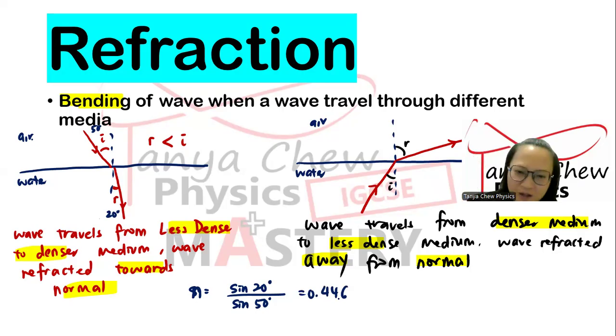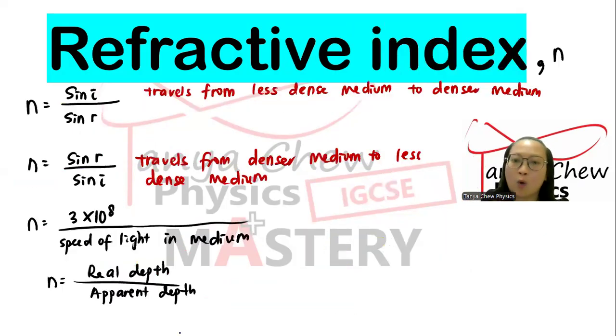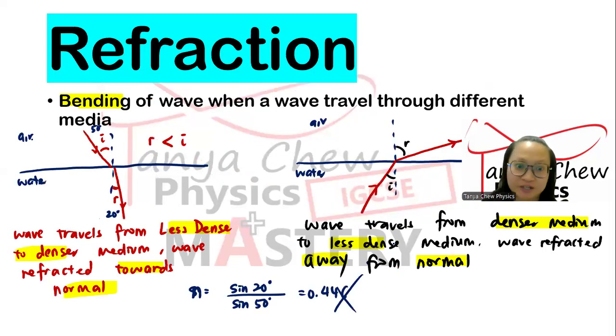So when you get a value of 0.446, you have to know right away you are doing the wrong thing. Why? One tip that I want to give here: the refractive index that you calculate must be more than or equal to 1. If you get less than 1, like what I did here, no worries. Just cross it out and redo. n is equal to sine 50 over sine 20. Okay, let us do sine 50 divided by sine 20. And I got 2.2.